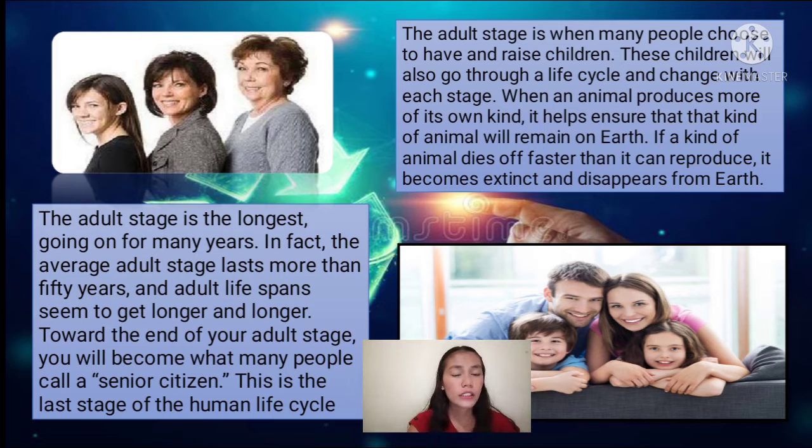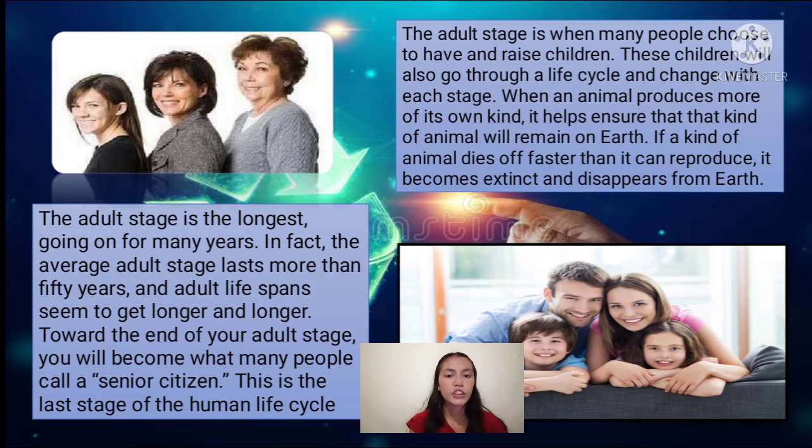Being an adult is also called being a grown-up. There are a lot of things that grown-ups can do. A lot of adults get jobs and live on their own, with friends or with a partner. At some point, many adults have children of their own, which starts the human life cycle again.